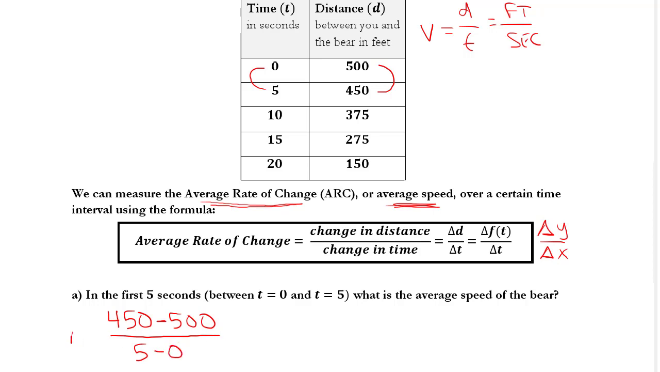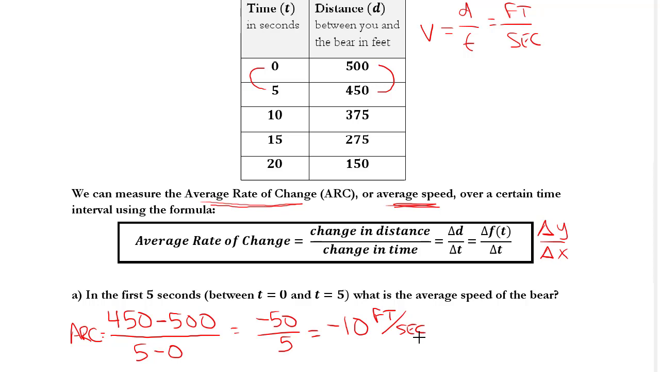So this right here is our average rate of change calculation. And we get negative 50 over 5, and we get negative 10. And again, we're talking about feet per second. So the average speed of the bear is negative 10 feet per second.